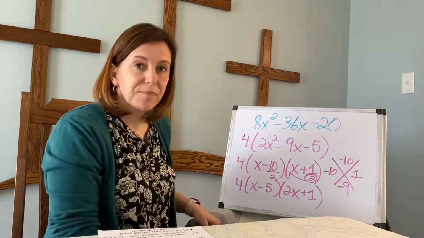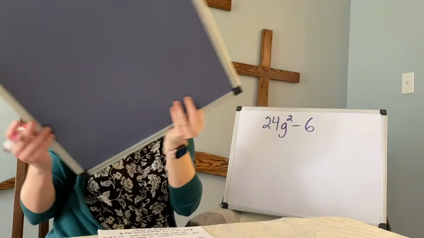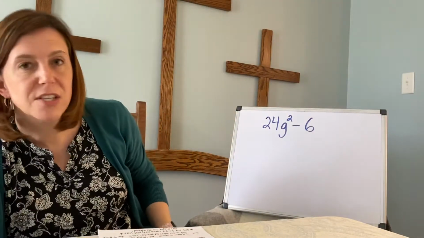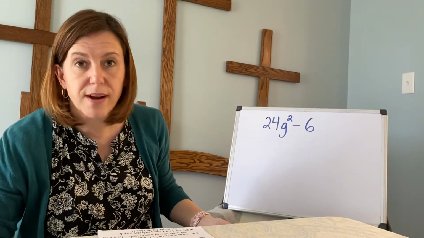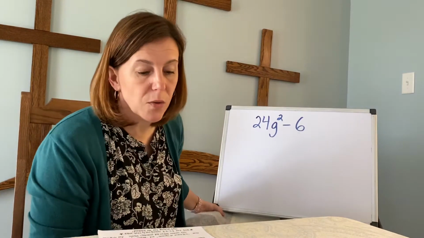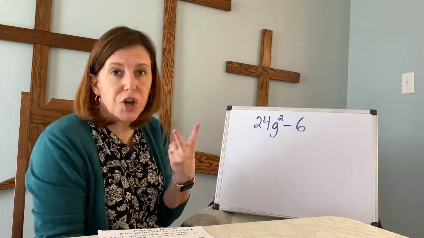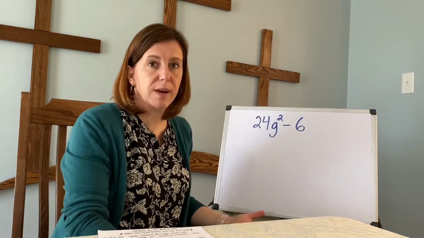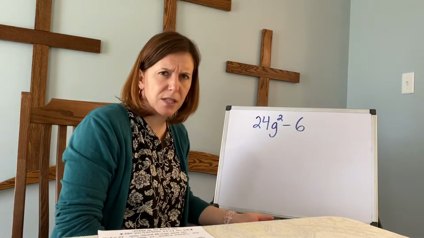Okay, let's move on to the next part of today's lesson. This is jumping ahead to 8-7, where we need to do the same thing, but this skill is going to be combining with difference of squares. Okay, so here's my problem, 24g squared minus 6. Well, first of all, I have 2 terms, so is this a difference of squares? Well, it's definitely a difference, but I don't have perfect squares.